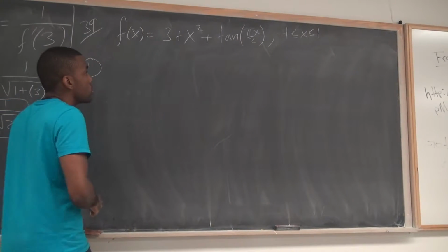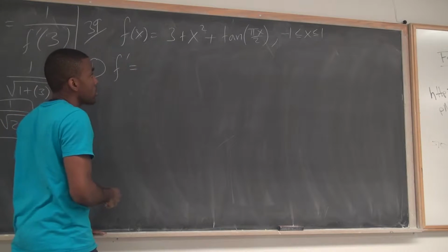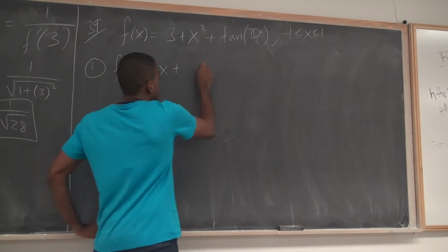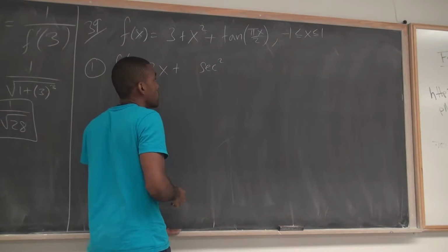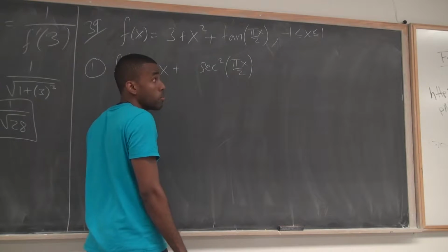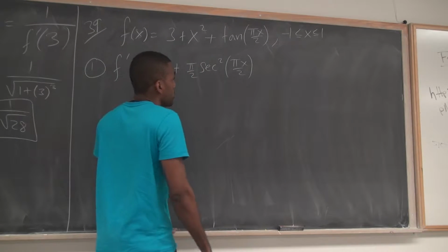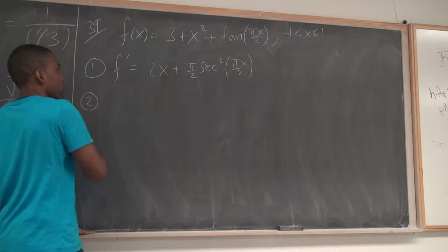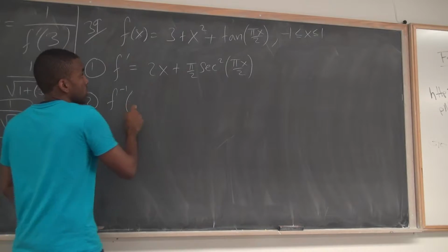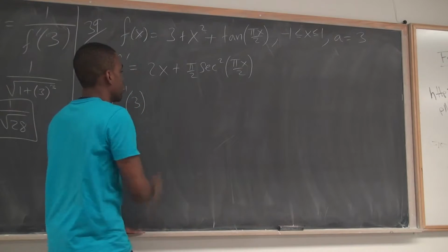Step 1. What do we do? Find f prime, which is 2x plus secant squared of pi x over 2, multiplied by pi over 2. Step 2. Find the inverse at, what did you say it was? A equals what? 3. So find the inverse at 3.